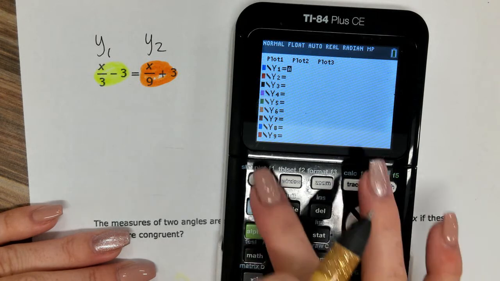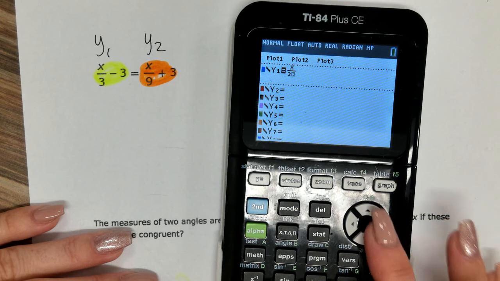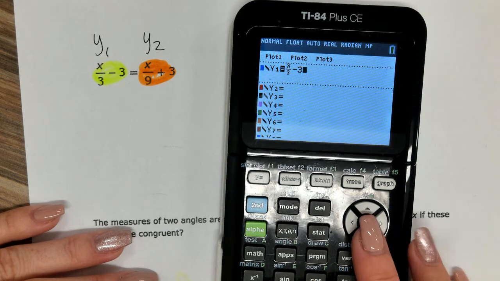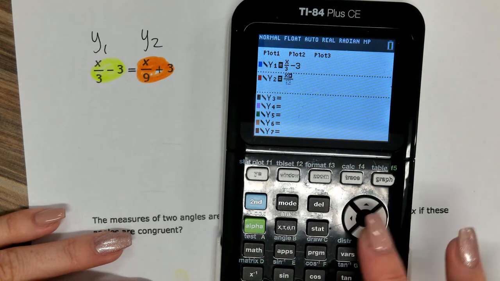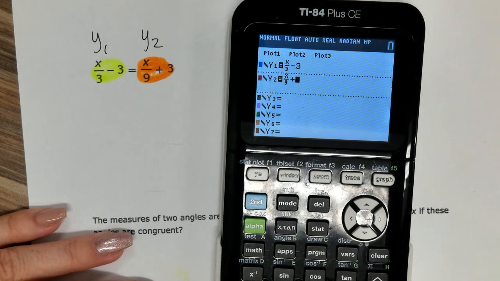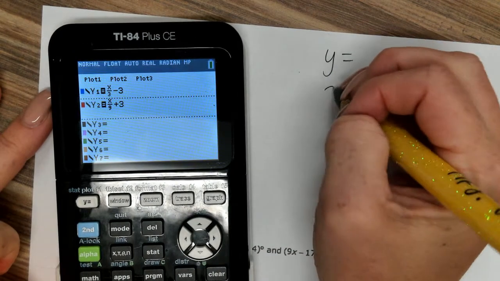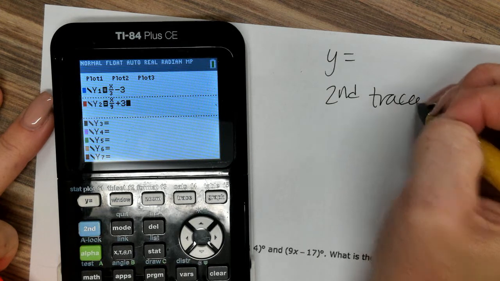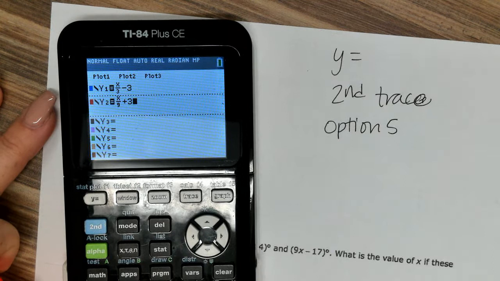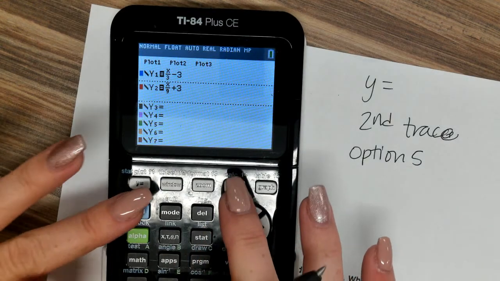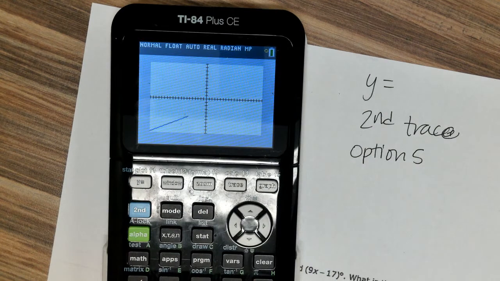So I'm going to put in alpha y equals option 1, x on top, 3 on bottom, tab out, minus 3. Over here, alpha y equals option 1, x on top, 9 on bottom, tab out, plus 3. Now what am I going to go to? Second trace, option 5. So here's trace right here. I'm going to hit second trace. I'm going to choose option 5 because I want the intersection.